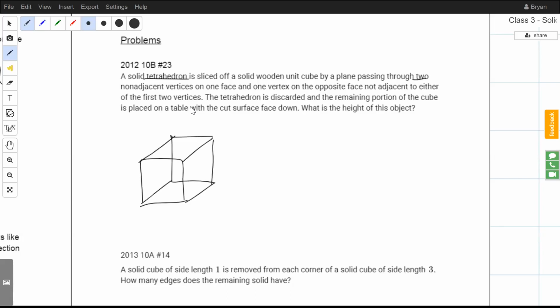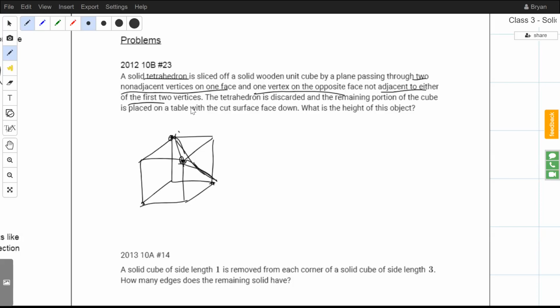Here we have two non-adjacent vertices on one face, one vertex on the opposite face, not adjacent to either of them. Since we know that this will work no matter what vertex we choose, without loss of generality, we can just choose this one and this one as our two non-adjacent ones. Now, one vertex on the opposite face not adjacent. So it's either this point or this point. Since it's symmetric, it does not matter which point we choose, as the quantity that we want to find will not change. So I'm just going to choose this one because I want to, I guess.